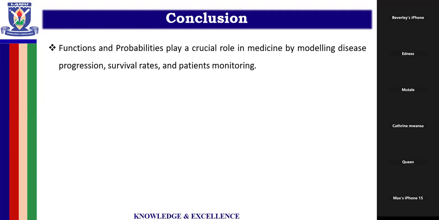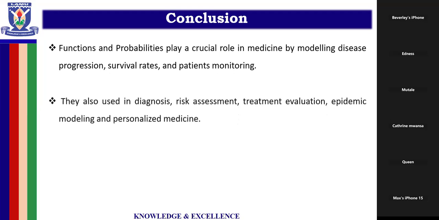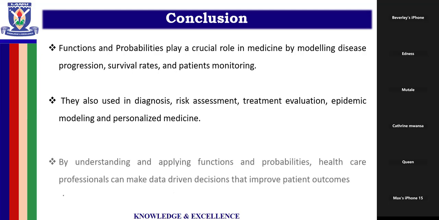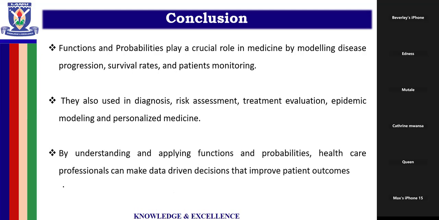So we have realized that functions and probabilities play a crucial role in medicine by modeling disease progression, survival rates, and patient monitoring. Also, functions and probabilities are used in diagnosis, risk assessment, treatment evaluation, epidemic modeling, and personalized medicine. We also gain understanding on how to understand and apply functions and probabilities. Healthcare professionals can make data-driven decisions that are ultimately going to improve patient outcomes.